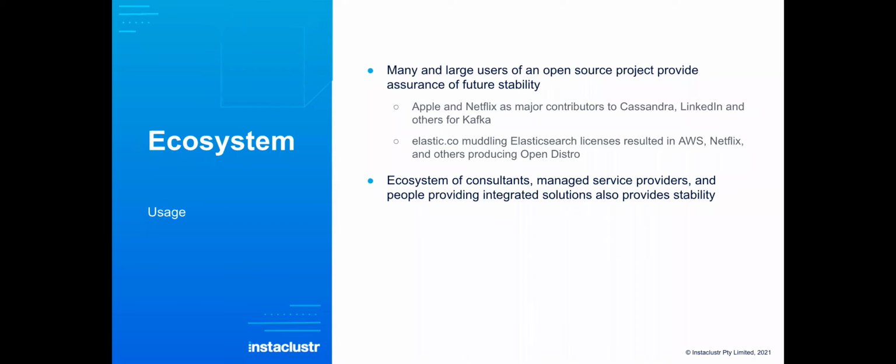So you can rely on it: if there are really big users using the software, that software is going to continue to live for a while. The other thing to look at is whether there is a general ecosystem around it. Are there consultants, managed service providers, people using it as part of an integrated solution? They're all people who have an incentive to keep that software alive ongoing, and they all give you increased confidence that you're not going to end up as the one user in the world of a piece of open source software, stuck with the full maintenance of that yourself, which is generally a big thing to take on.